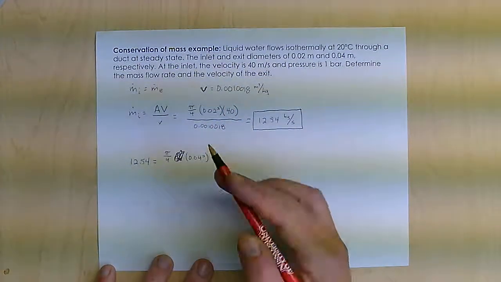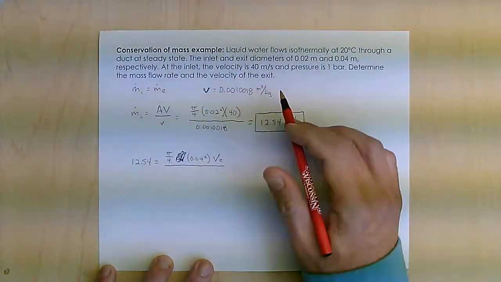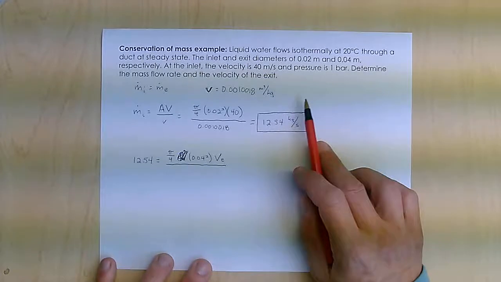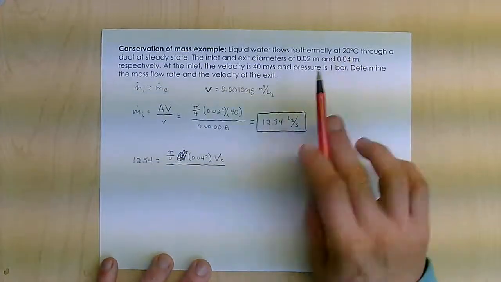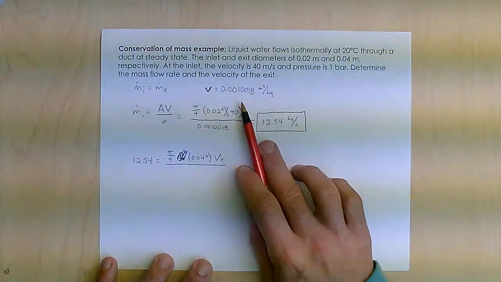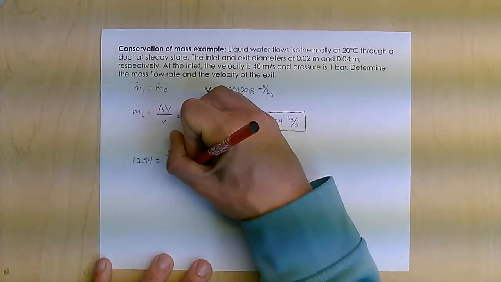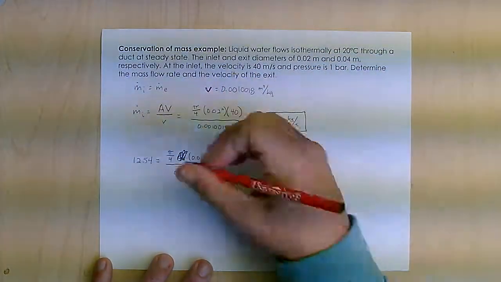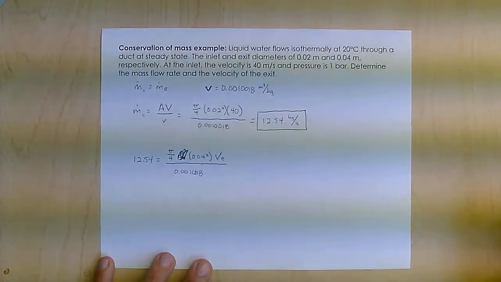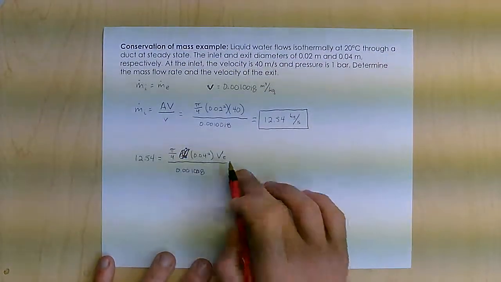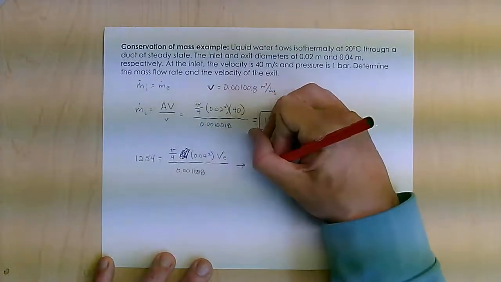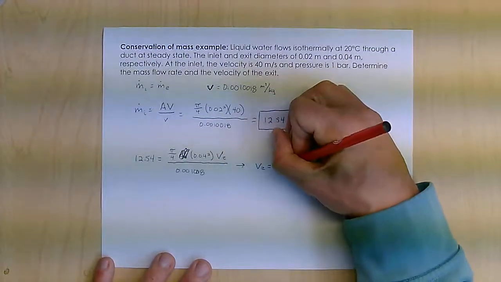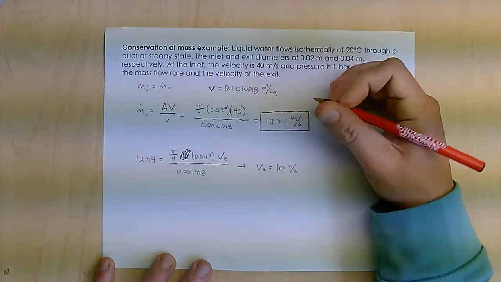Because the temperature doesn't change, and because I'm approximating it as a saturated liquid at that temperature, I use the exact same specific volume, which is 0.001018. I'm missing a 1 in there. So from that equation, I can solve for the velocity at the exit, which is going to be 10 meters per second.